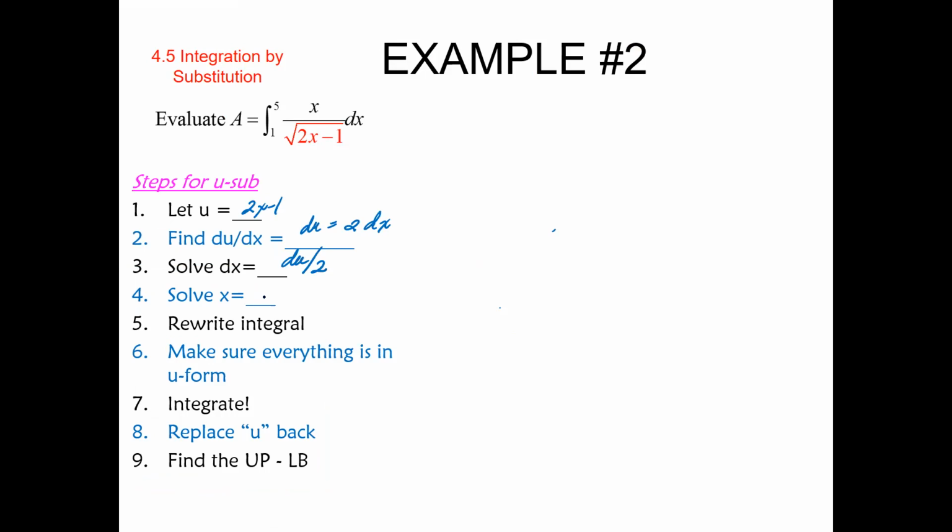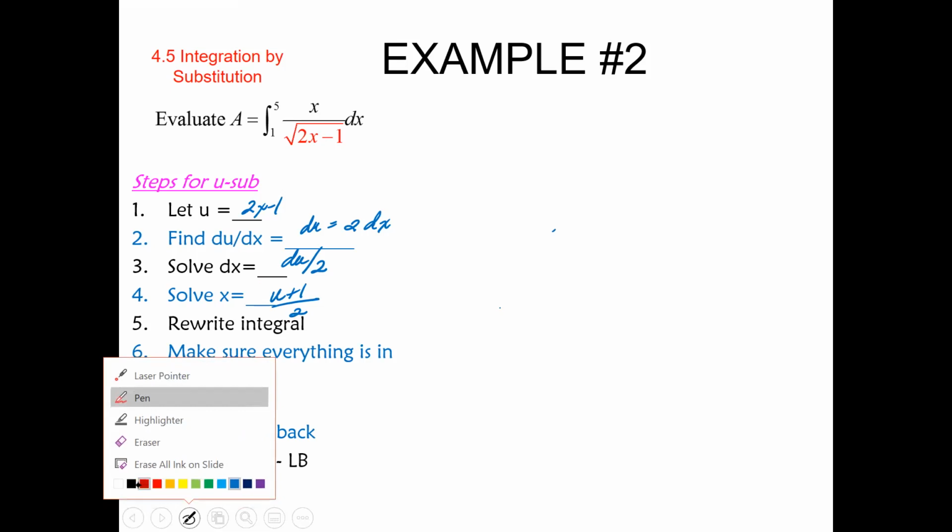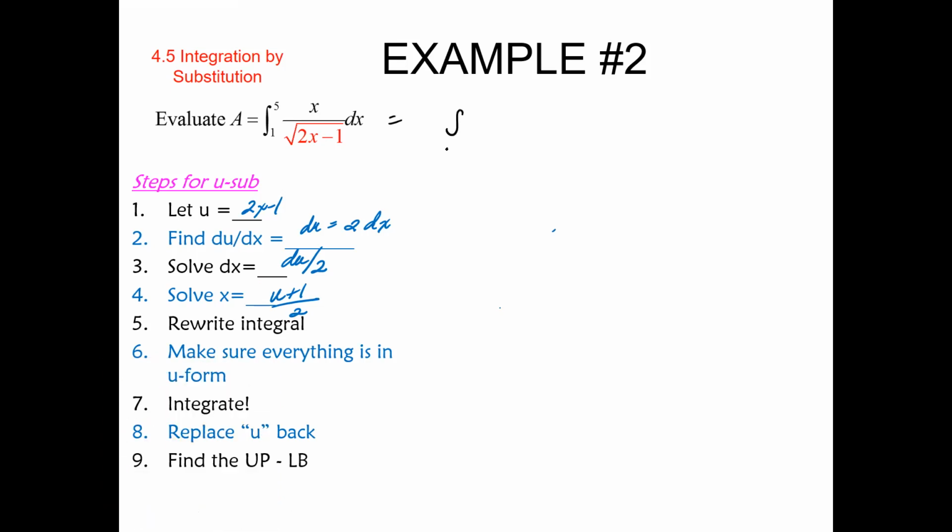Last one, for example 1, we didn't actually have to use it. But for this one, you might, I don't know. So let's go ahead and just solve it just in case. So u plus 1 divided by 2. All right, so now that I have that, let's go ahead and rewrite this. Integral from 1 to 5. And I have x over u to the 1/2 dx. Replace your dx. You're going to have a du over 2.